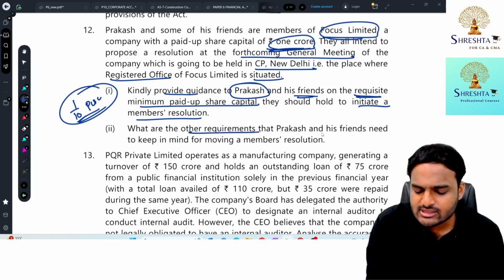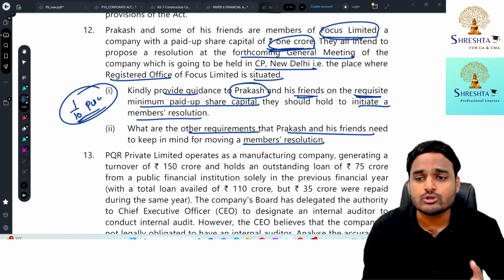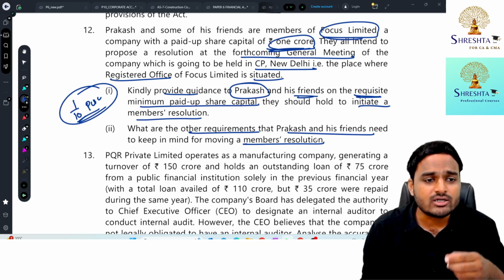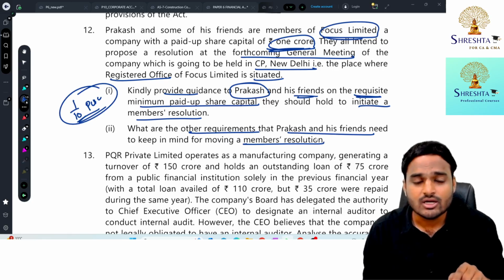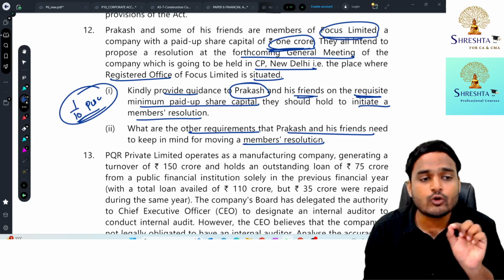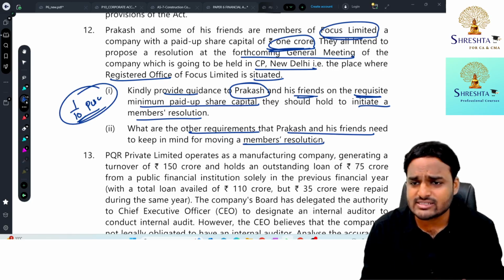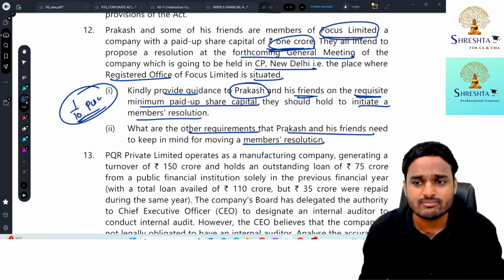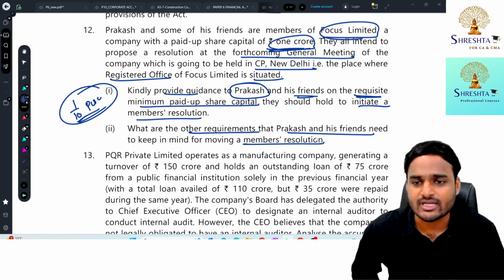And what are the other requirements that Prakash and his friends need to keep in mind for moving a members resolution? Very simple. First, they need to post members resolution copy to the company. And what is the time limit, sir? If they want resolution to be passed at the meeting, then they should provide the copy of a resolution not less than 6 weeks before general meeting date. For other matters, 2 weeks before general meeting date is sufficient. Understood. And that requisition, that members resolution should be signed by the persons authorizing it, and those persons should possess not less than or at least 1/10 of paid up share capital.